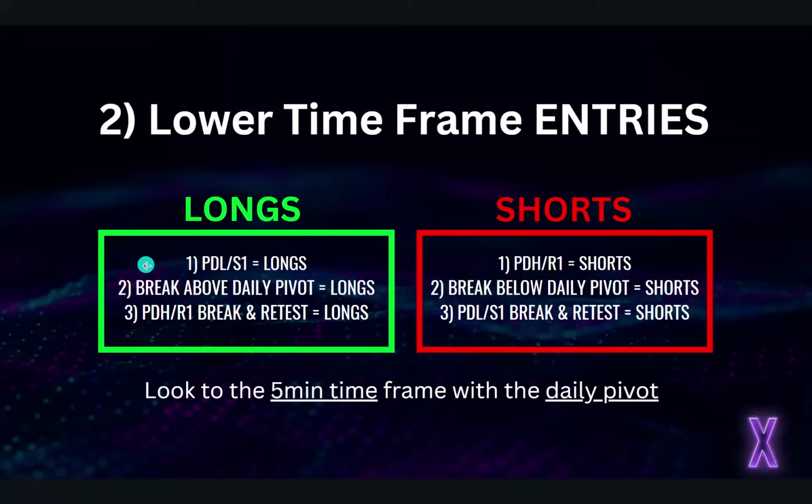Number 2 entry point is when price breaks above the daily pivot, we're looking for longs. And number 3 is when we get price at the previous day high and resistance 1, break and retest, we look for longs. So we're going to be looking for our entries on the daily pivot, guys, using the 5 minute time frame. And then for our shorts, short entry number 1 is previous day high, resistance 1, break below daily pivot, and previous day low, break, and support 1, break and retest.